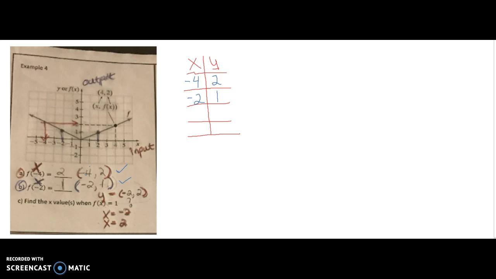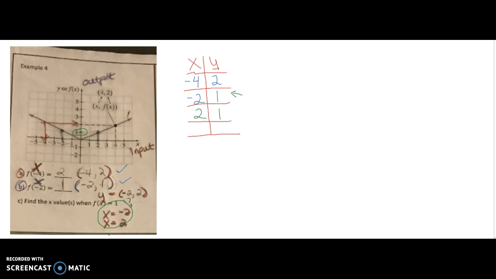On part C, it's asking you to look at a particular y value. When the y value is 1, what are the two x values? So we already have one of those. There's where the y value is 1. There's another one when the y value is 1, and that's when x is +2. So those two answers are correct, -2 and +2.